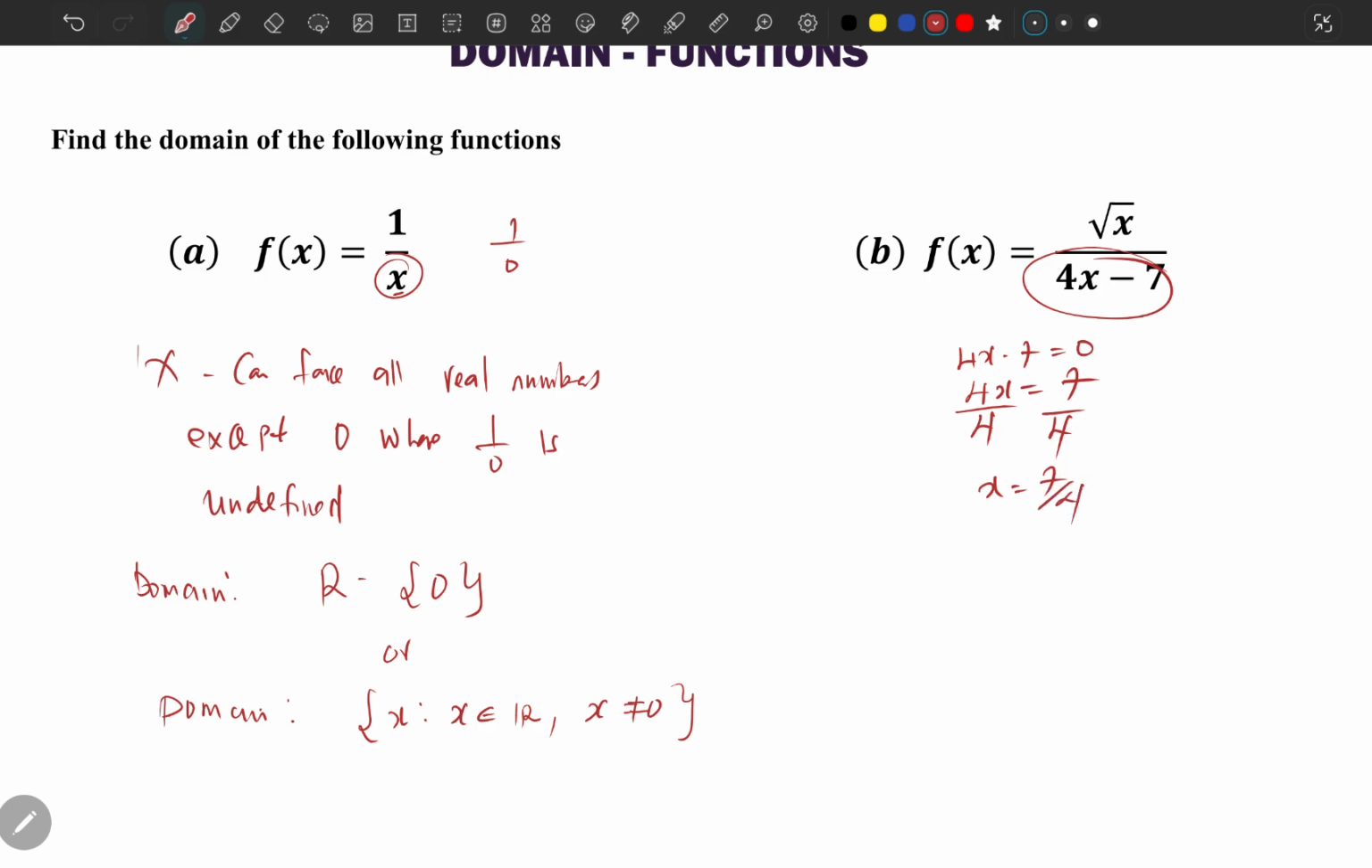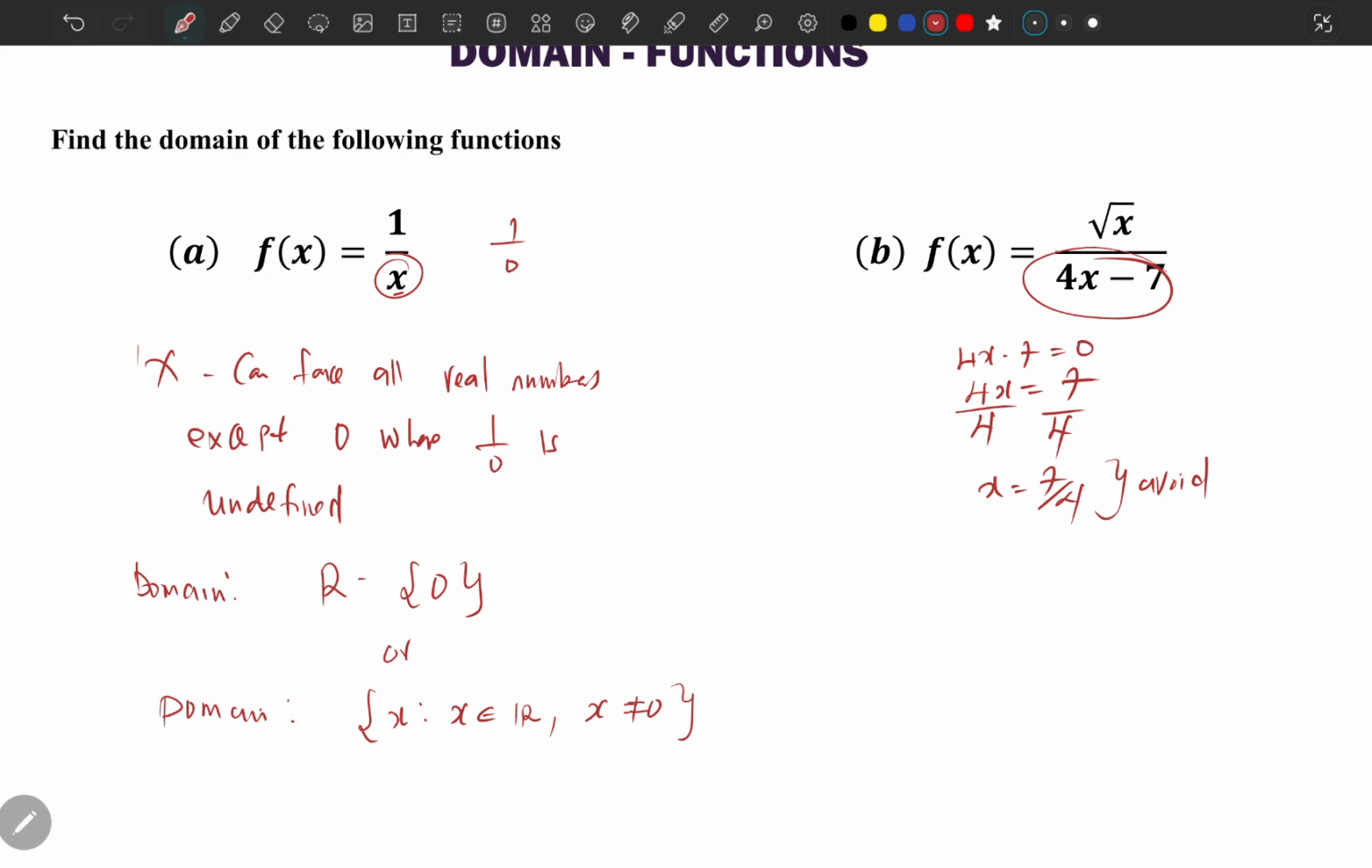Meaning, if you want to avoid the 0, this is a value of x that you should avoid. By setting this equal to 0, the value of x that you find tells you that's the value of x that you need to avoid to prevent having a 0 in the denominator. Meaning that we don't want a value where x is equal to 7 over 4. That's what we need.